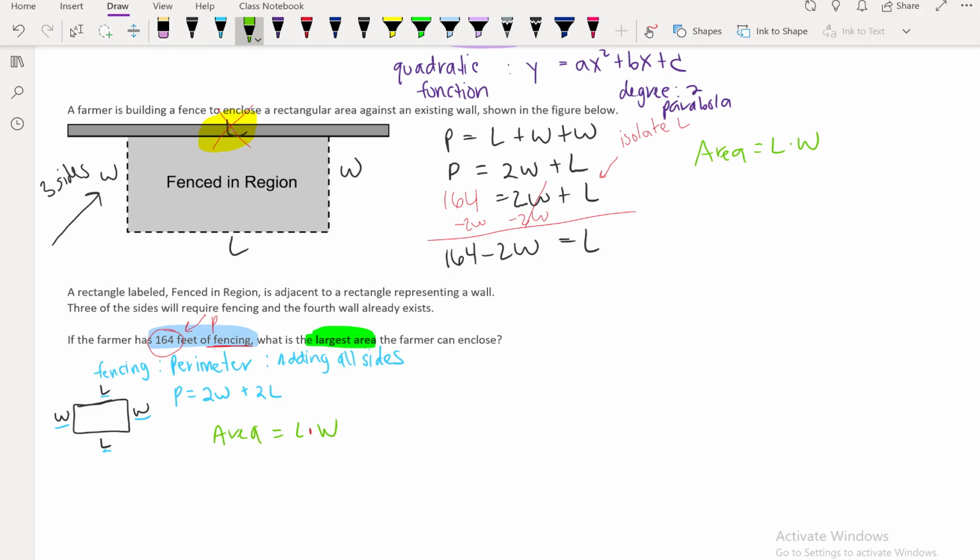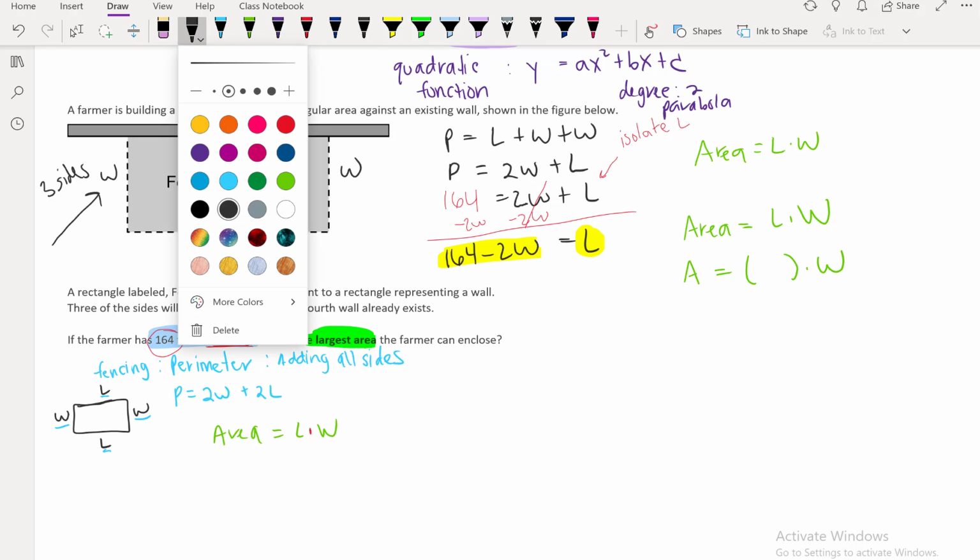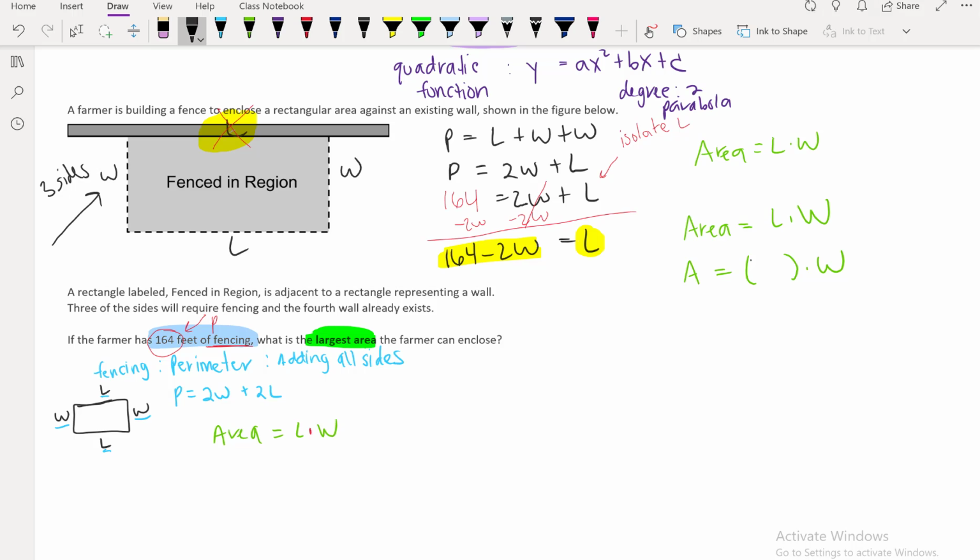So here, your area is equal to your length times your width. So area, let's call it A, is equal to your length. But your length, you're substituting that in, and you have your W. What you're substituting in for that L is everything that I have here, so that would be the 164 minus my 2W.